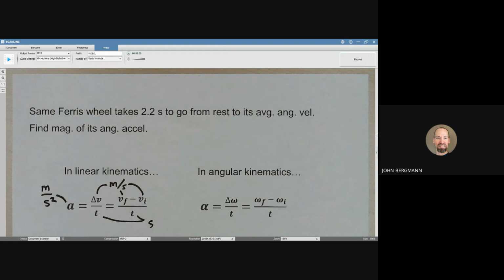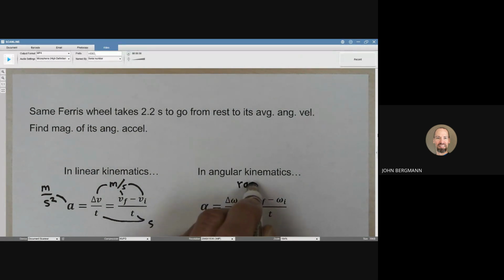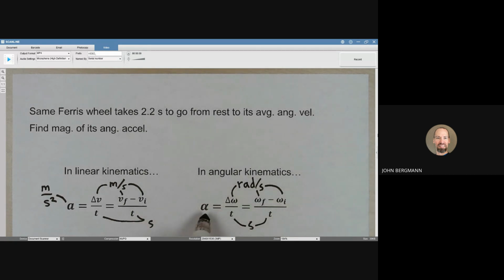In angular kinematics, the angular velocities are in radians per second. We just went through that. The time is in seconds. And so the unit for angular acceleration is going to be radians per second squared. Angular acceleration is the rate at which the angular speed is changing. So let's look at the problem here.